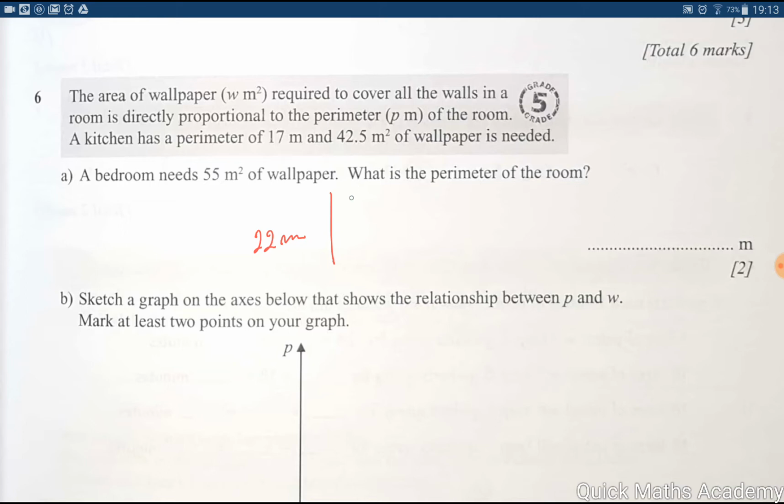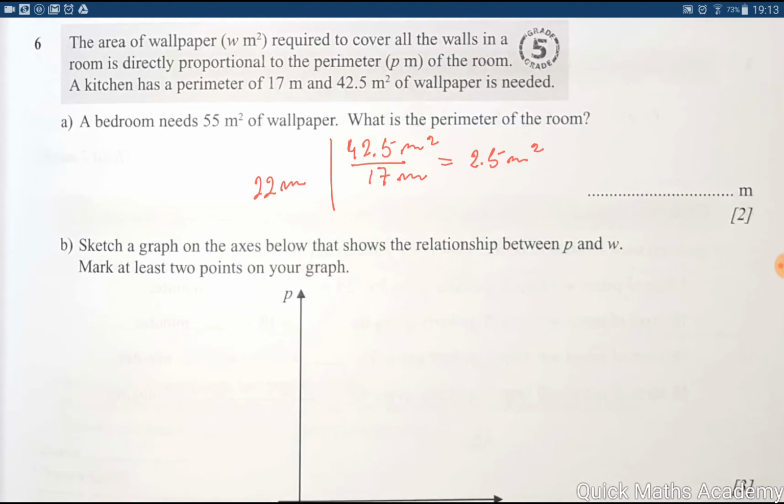We were calculating 42.5 meters squared divided by 17 meters, and that will give me that for each meter of perimeter I need 2.5 meters squared of wallpaper. Now if I have 55 meters squared of wallpaper, what is the perimeter? 2.5 meters squared times a certain number, let's call it P, will give me 55 meters squared.